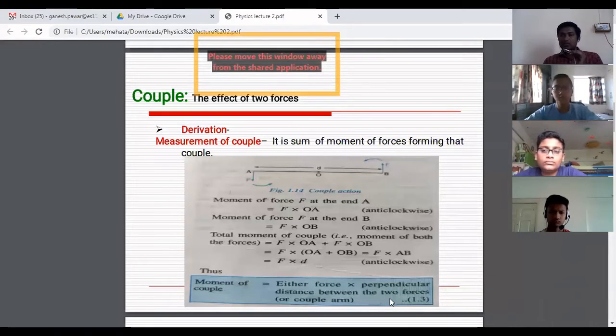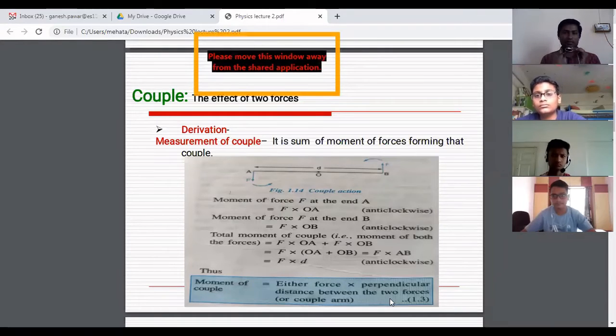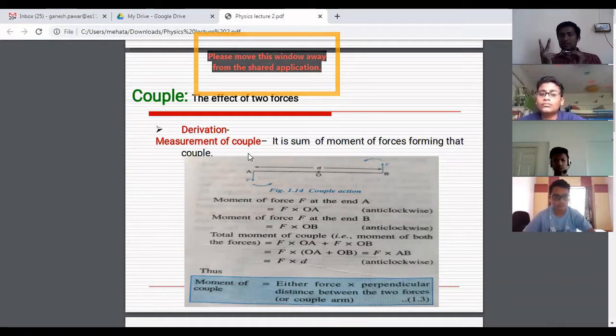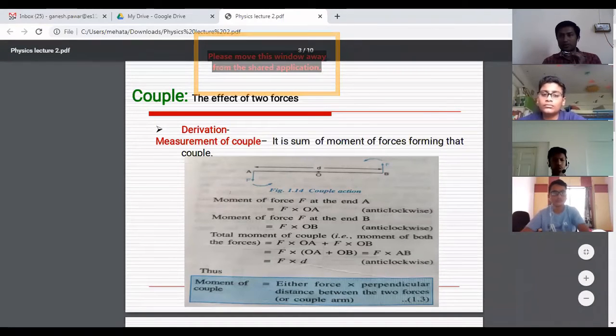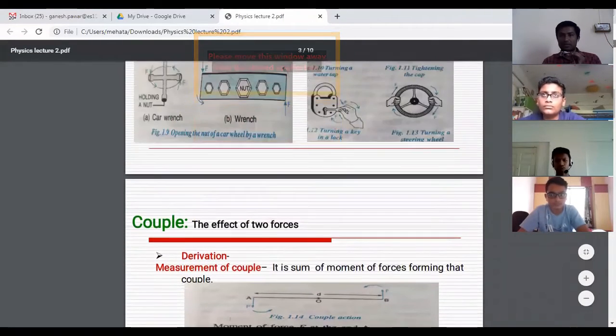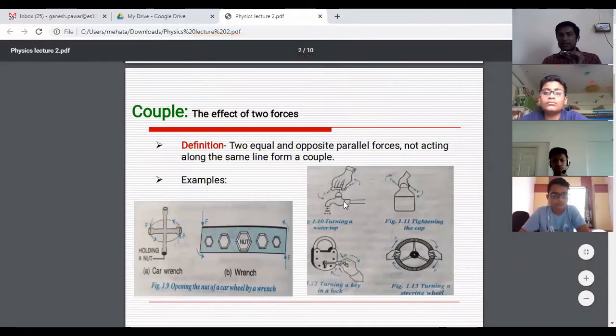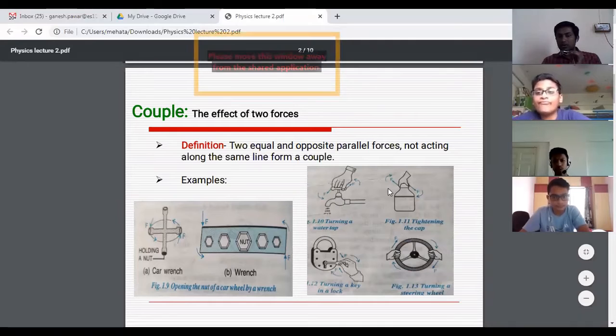So when we come to the numeric, again, this formula. Now you can see that when you have to calculate the couple, I told you that you have to consider the effect of two forces, because if you remember these examples here, everywhere, just like tapping the water tap. Here, you can see that the effect of two forces is there.